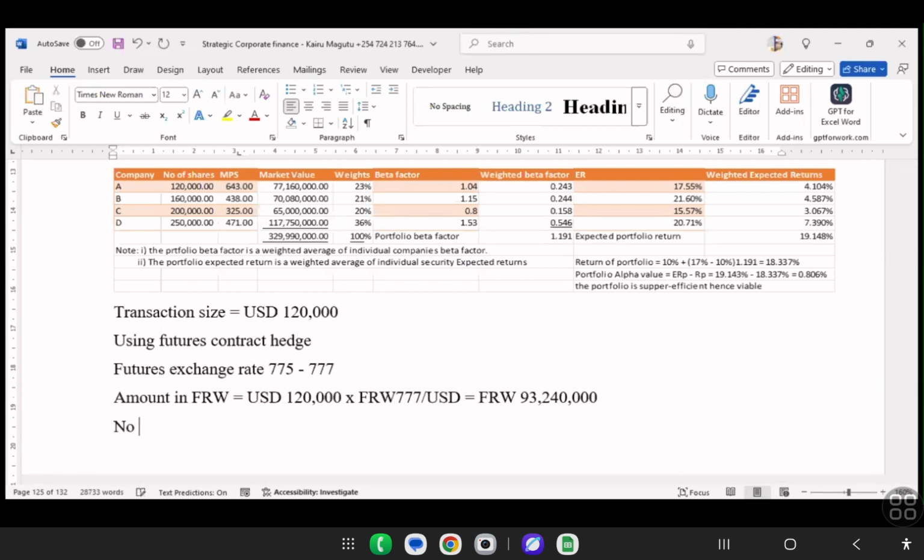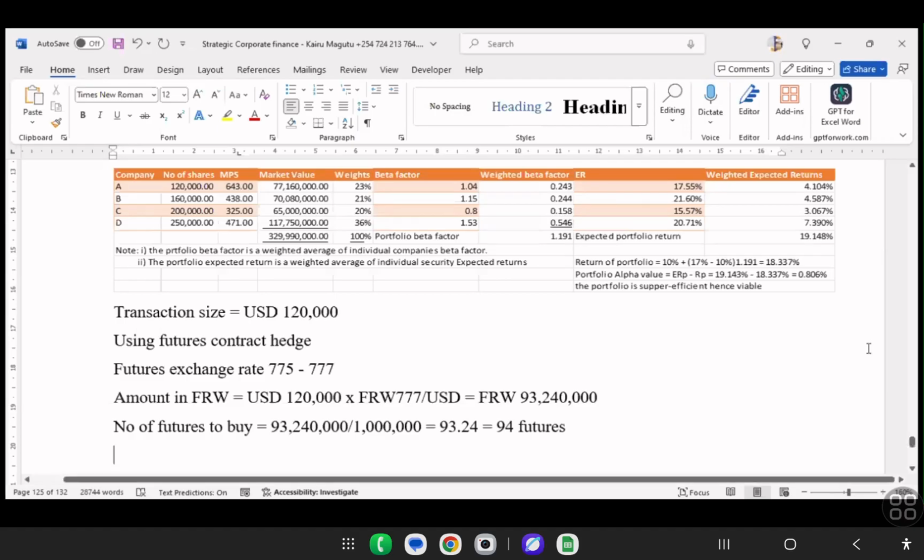Check the illustration. The amount is 93,240. The number of futures to buy is equal to the 93,240 divided by 1 million. This is equal to 93.24. This is equivalent to 94 futures, because you cannot buy a future on credit in fraction.